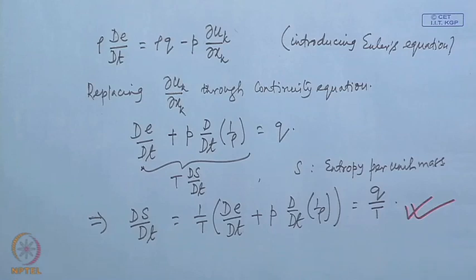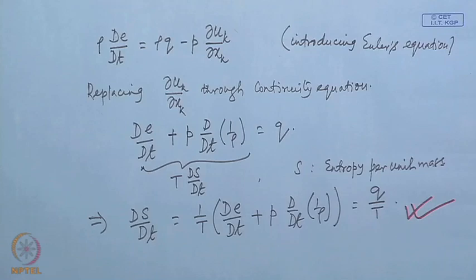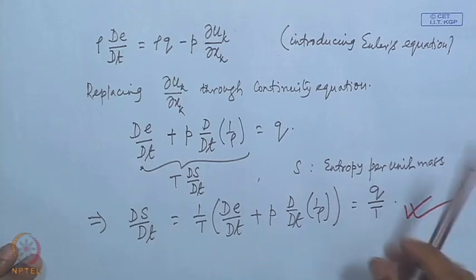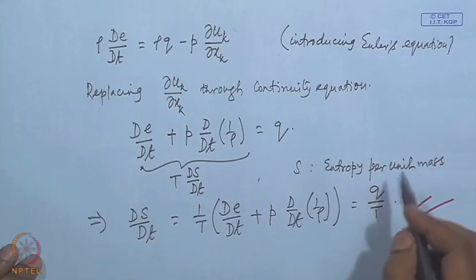In this case, I think we should remember that this Q is only heat added externally. It is not the heat content or the latent heat of the flow, and it does not include the heat transport through conduction. So, it is only heat that is coming from outside to the flow. So, our radiation is included.